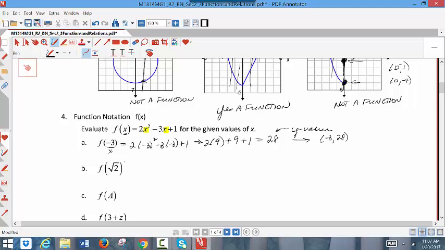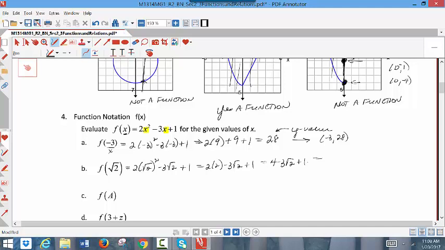If they say f of square root of 2, they're just trying to give you a little practice with these radicals. You would just put the square root of 2 in place of every x value again. This would equal 2 times, the square root of 2 squared is 2. So this would be 2 times 2 minus 3 square root of 2 plus 1. 2 times 2 is 4.